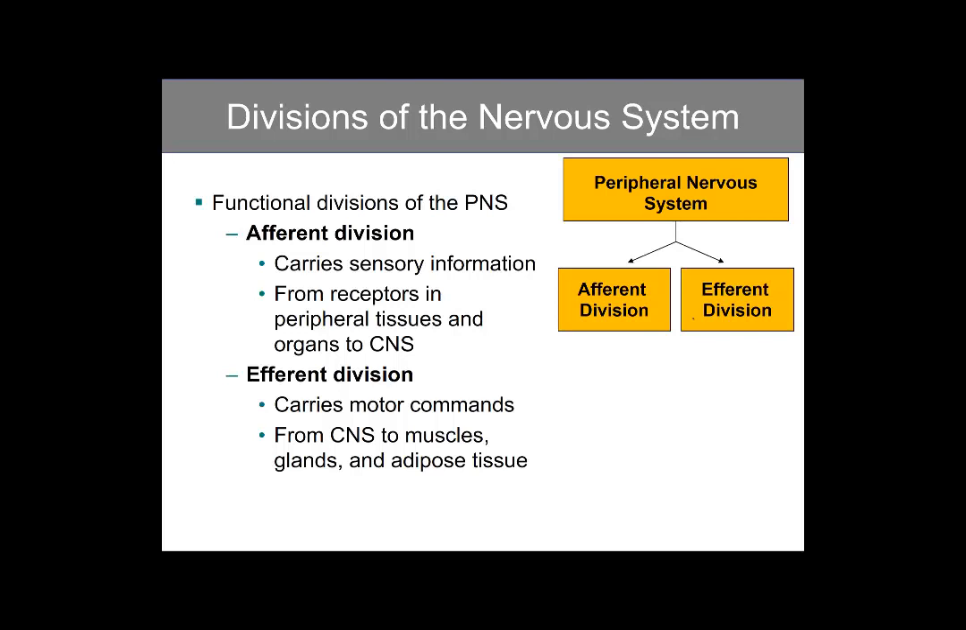If we consider the peripheral nervous system, we can divide it into 2 main branches. The afferent division carries sensory information from receptors in the peripheral tissues to the central nervous system. So this information is traveling up towards the brain or spinal cord. The efferent division carries motor commands from the central nervous system to their effectors. And here we're really considering muscles, glands, and adipose tissue.